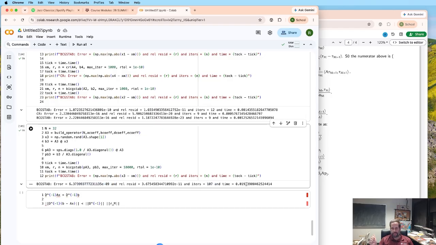So this shows two things. Even preconditioning with just a diagonal makes this go 10 times faster. I mean, this is 10 to 20 times fewer iterations.